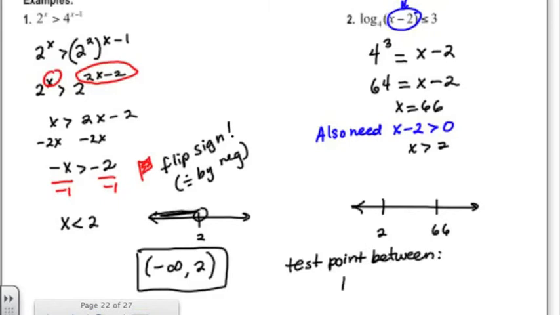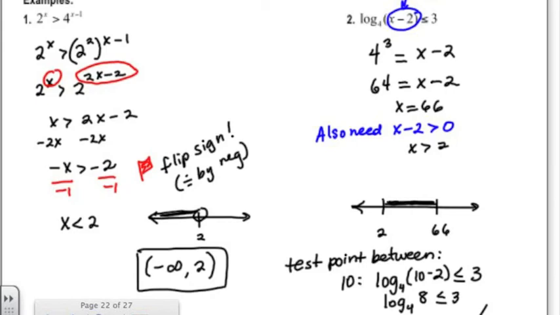Yeah, so you want to try 10. So 10 gives you log base 4 of 10 minus 2. I want to see if that's less than or equal to 3. So log base 4 of 8, is that less than or equal to 3? So do that on your calculator. Put in log of 8 over log of 4, and see if that's less than or equal to 3. It is? What is it? 1.5, yep. So 1.5 is less than or equal to 3. So that means we do shade between.